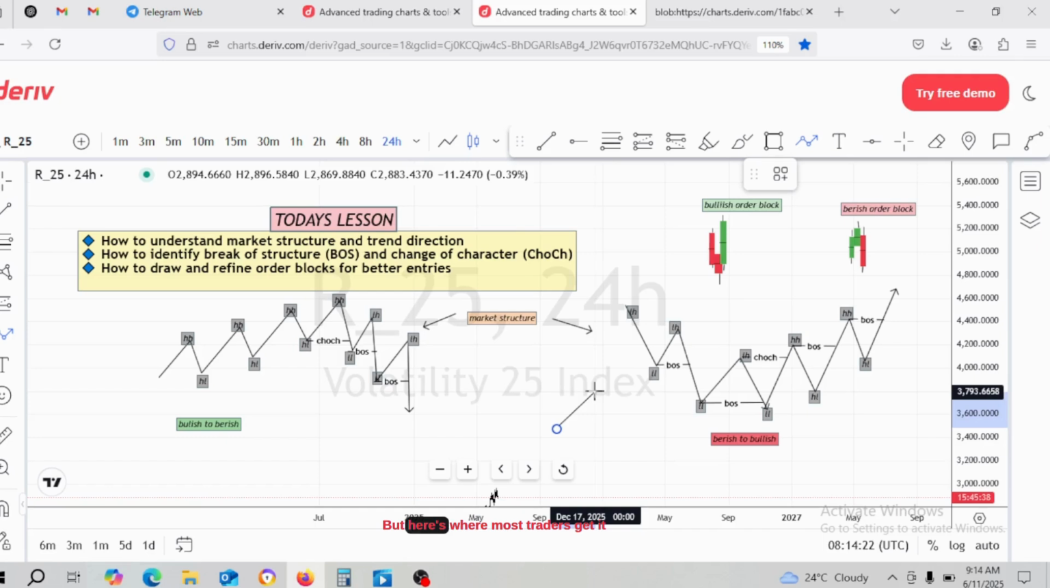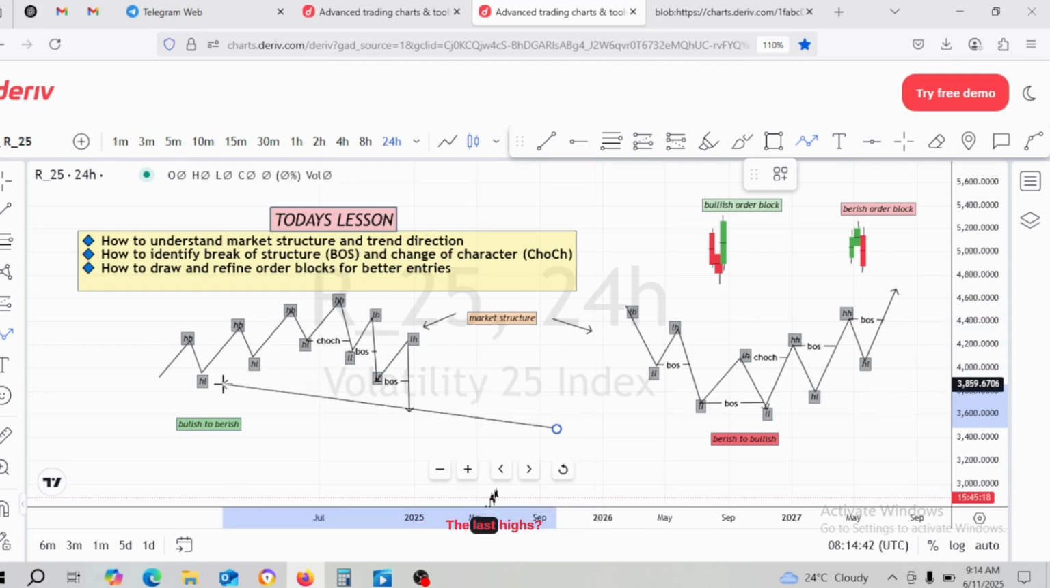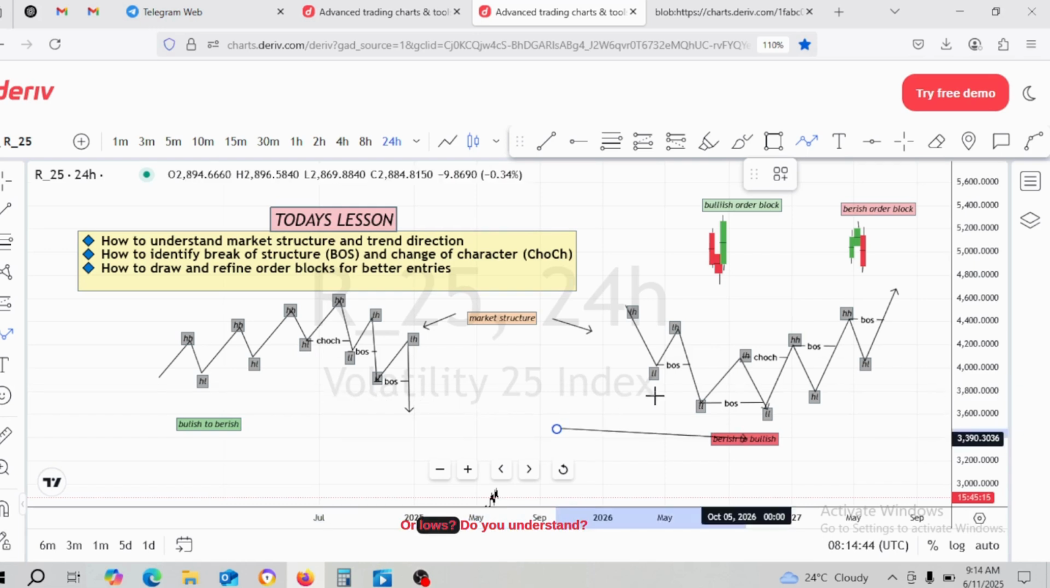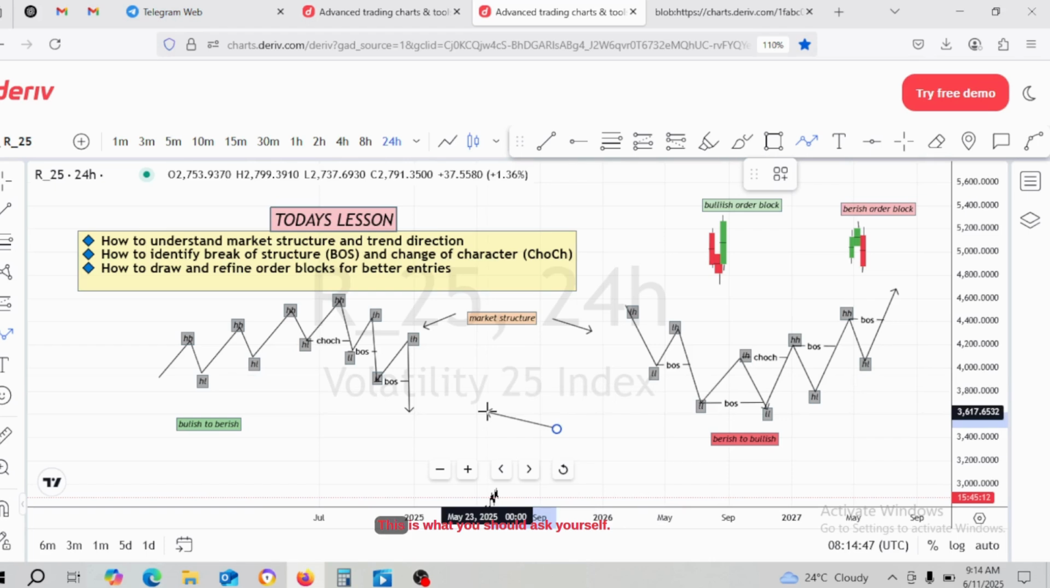So simple, right? But here's where most traders get it all wrong. They try to trade against structure, or don't even know what trend the market is in. So before you enter a trade, you should ask yourself, what's the current structure saying? Is price respecting the last highs or lows? This is what you should ask yourself. So now with this concept, it tells me if I should be looking for buys or sells. Do you understand, guys?